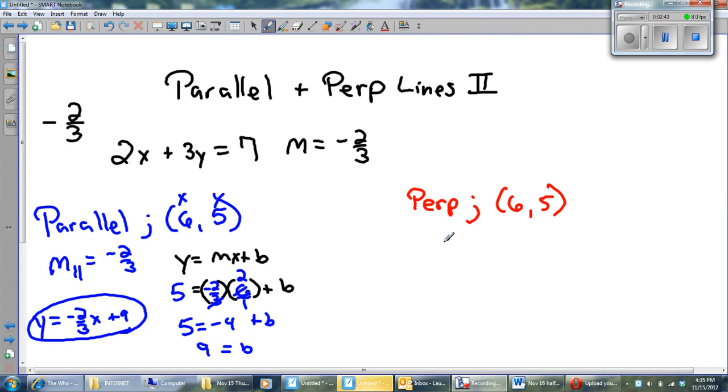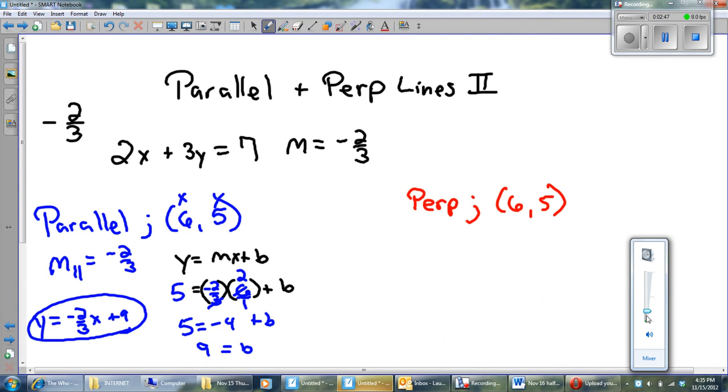All right, perpendicular. Well, hold on one second. I've got some music playing and it's just too loud. Okay, you can't hear it, but I can.